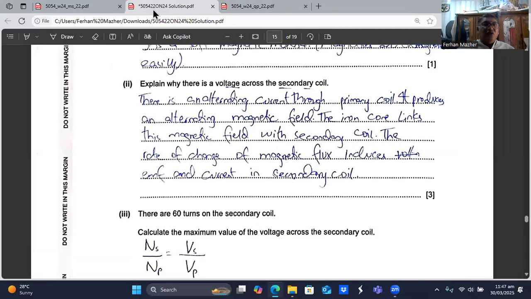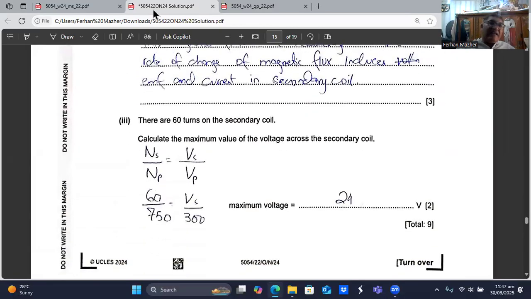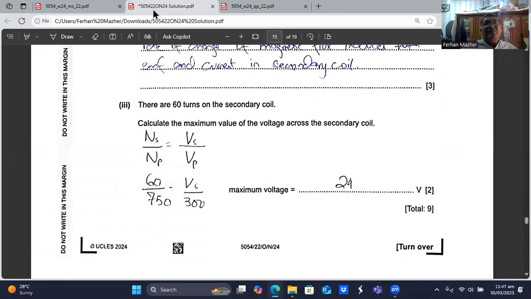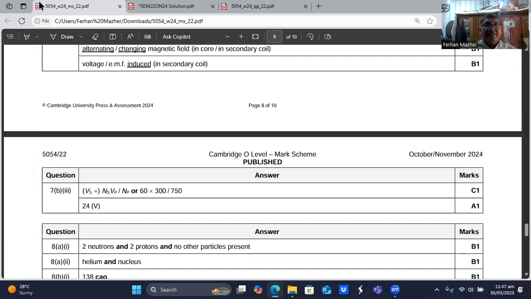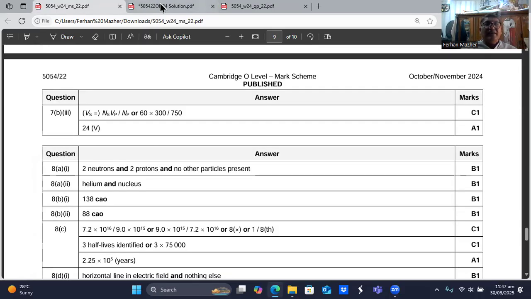Okay. So you remember the NS divided by the NP is equal to the VS by the VP: number of turns in the secondary divided by number of turns in the primary is equal to the voltage in the secondary divided by the voltage in the primary. So there are 60 turns in the secondary, there are 750 turns in the primary. There are 300 volts in the primary. So what is the voltage in the secondary? Just cross multiply here. So 300 multiply 60 divided by 750 and you will get 24 volts. 24 volts is the answer.